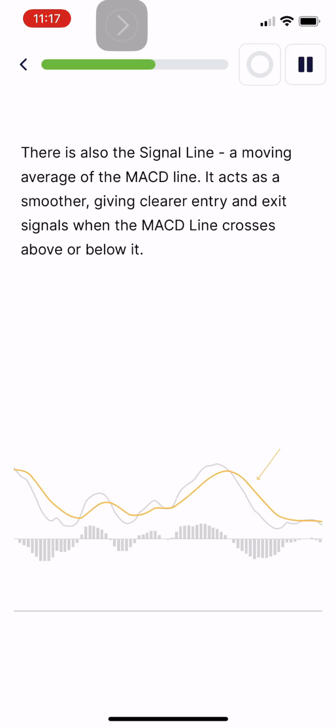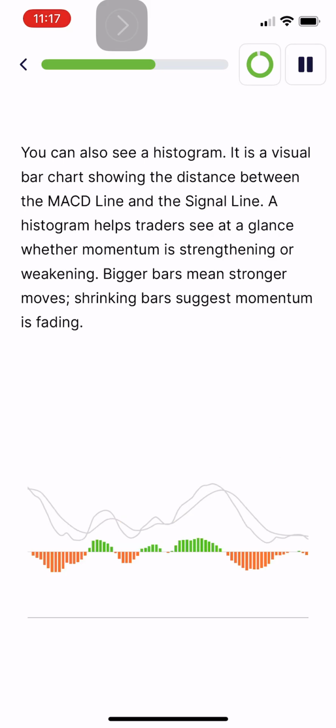There is also the signal line, a moving average of the MACD line. It acts as a smoother, giving clearer entry and exit signals when the MACD line crosses above or below it. You can also see a histogram. It is a visual bar chart showing the distance between the MACD line and the signal line. A histogram helps traders see at a glance whether momentum is strengthening or weakening. Bigger bars mean stronger moves. Shrinking bars suggest momentum is fading.